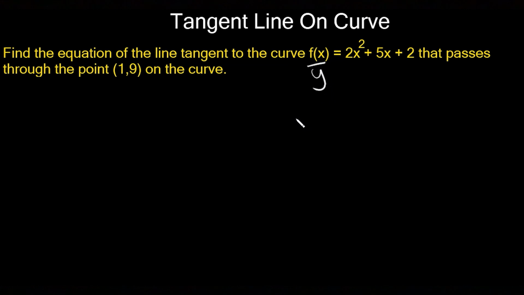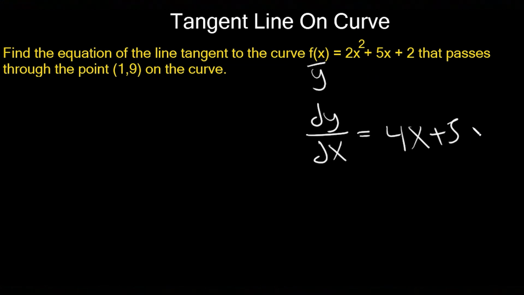And we have to go ahead and take the derivative. So I'm going to take the derivative of y with respect to x, right? So dy dx. And this is going to be equal to, well, I have to do the power rule here. When I do the power rule and take the derivative, I get 4x plus 5, right? So again, this is the instantaneous rate of change. I have 4x plus 5. And again, they want it passing through this point right here, 1, 9 on the curve.